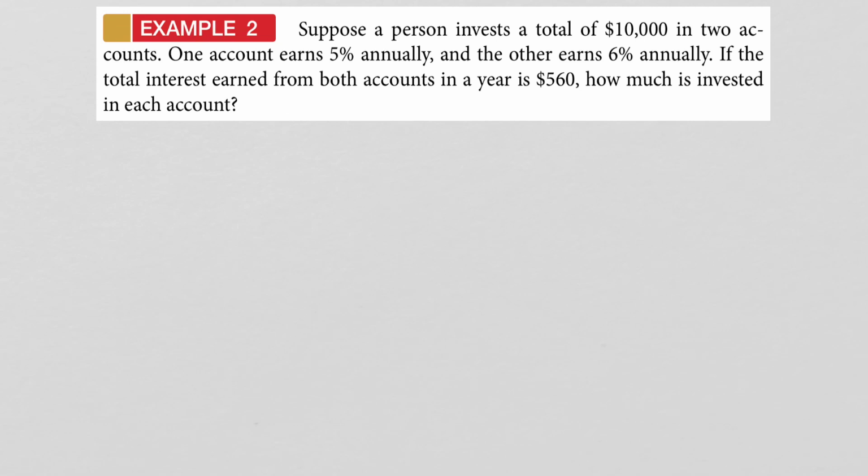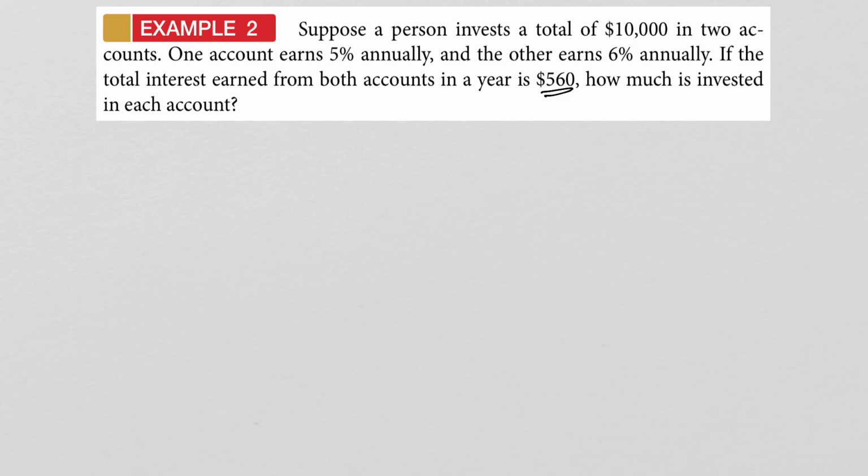In the next problem, suppose a person invests a total of $10,000 in 2 accounts. One account earns 5% annually, and the other earns 6% annually. If the total interest earned from both accounts in a year is $560, how much is invested in each account?